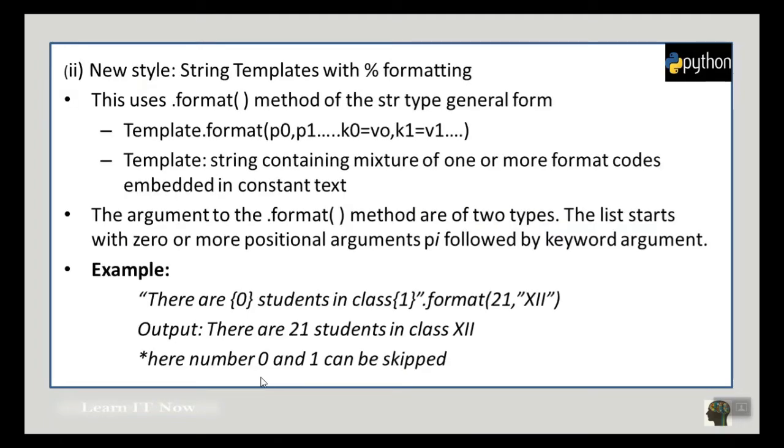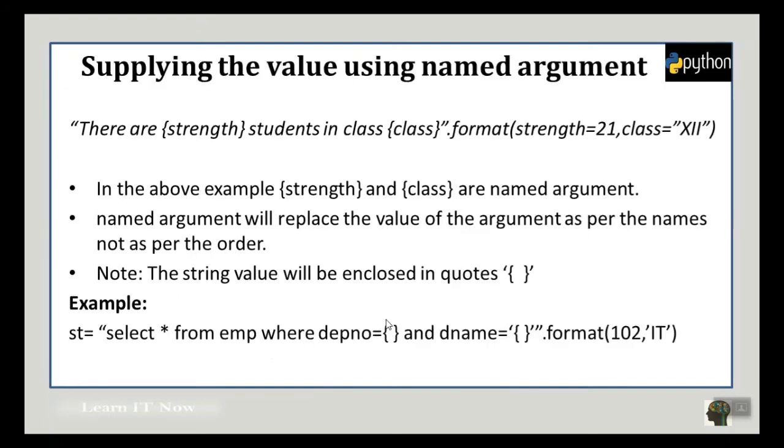The second form is called the new style form. Here the format function is used. So if we want to replace these curly braces with the user input specifications, we need to write like this. Within curly braces there can be 0, 1 and so on. These numbers 0 and 1 can be skipped. It is not required at all. Let's take an example and see how to do that.